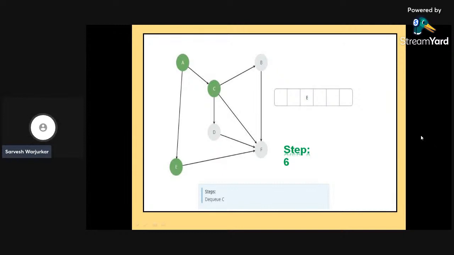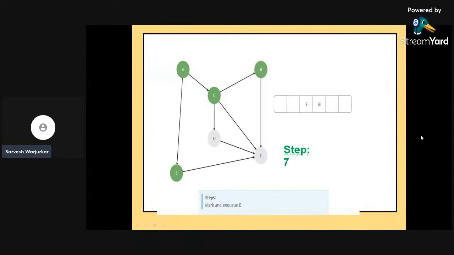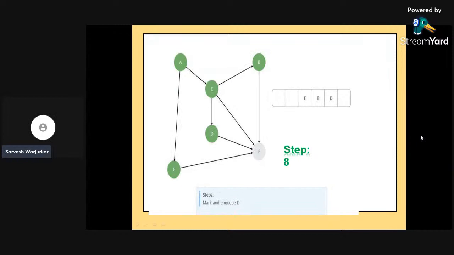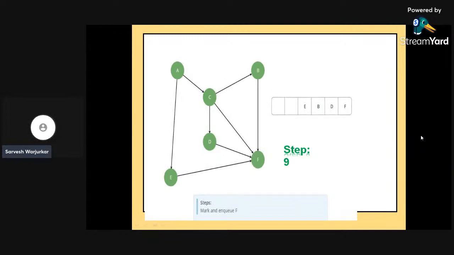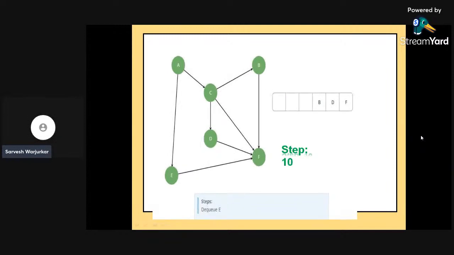DQ C. See, both E and C are adjacent to A. So initially I mark first and then dequeue C. After dequeuing C, I mark and enqueue B itself, because there are three different adjacent nodes of C: B, D, and F. Then go one by one: B is there, D is there, and F is there. I have included all of them.